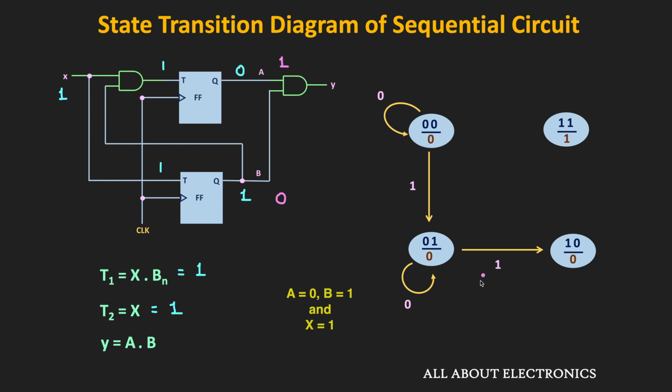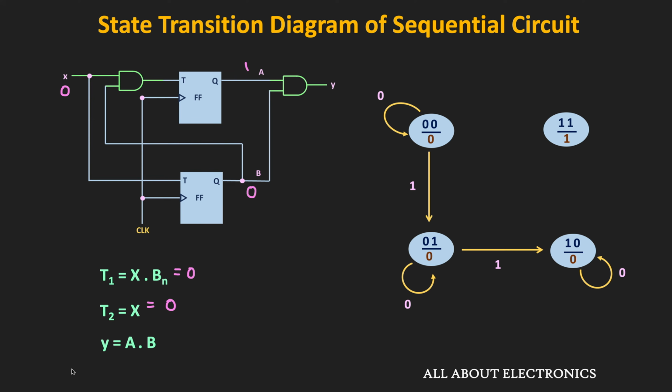So similarly, now let us see what happens when the circuit is in 1-0 state and the input is equal to 0. So when the circuit is in 1-0 state, then this output A is equal to 1, while this output B is equal to 0. And let's see what happens when the input X is equal to 0. So once again, when the input X is equal to 0, then both the T1 and T2 will be equal to 0. And therefore, the output of these two flip-flops will not change. That means whenever the input X is equal to 0, the circuit will remain in the same state.